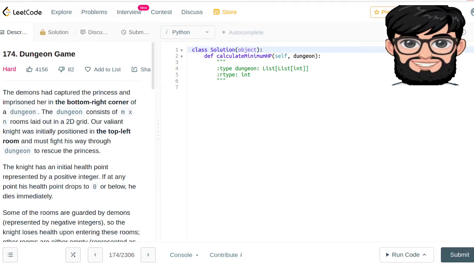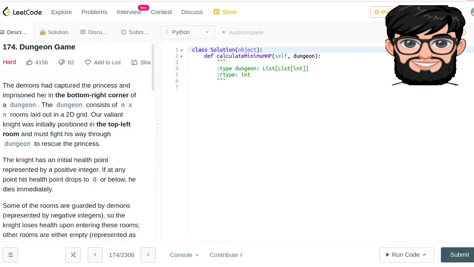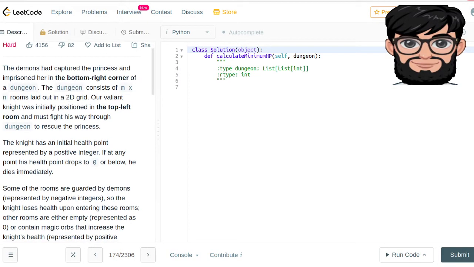Today we're going to be working on Leetcode question number 174, Dungeon Game. The demons have captured the princess and imprisoned her in the bottom right corner of a dungeon. The dungeon consists of M cross N rooms laid out in a 2D grid.